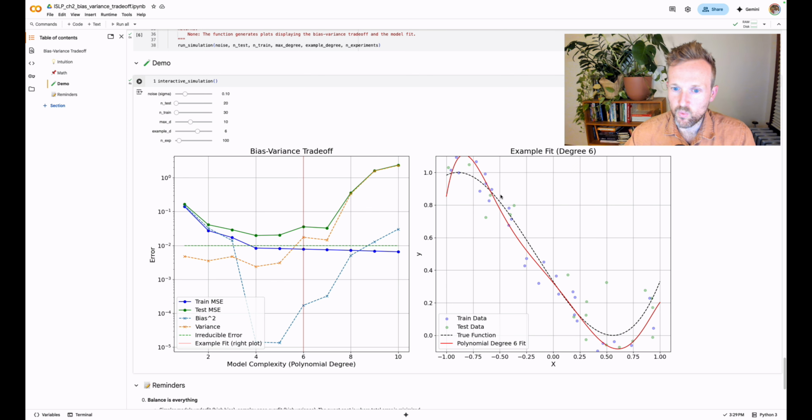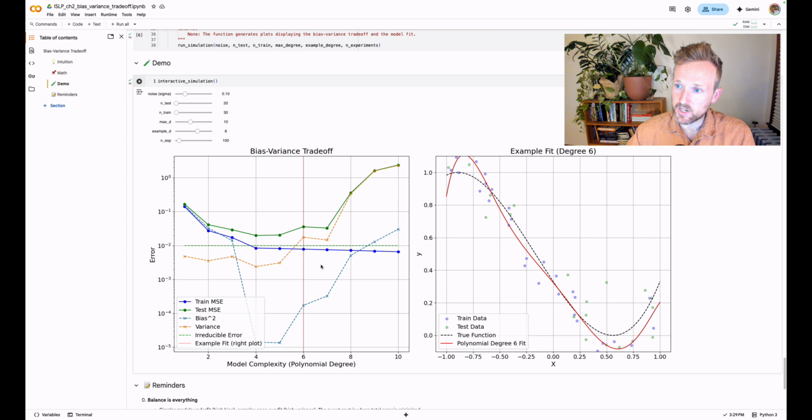So what we have on the right here is basically an example fit, right? We have the true ground truth function, which is that f of x. And then we have some training data in blue and some test data in green. And then red is the fit to the training data.